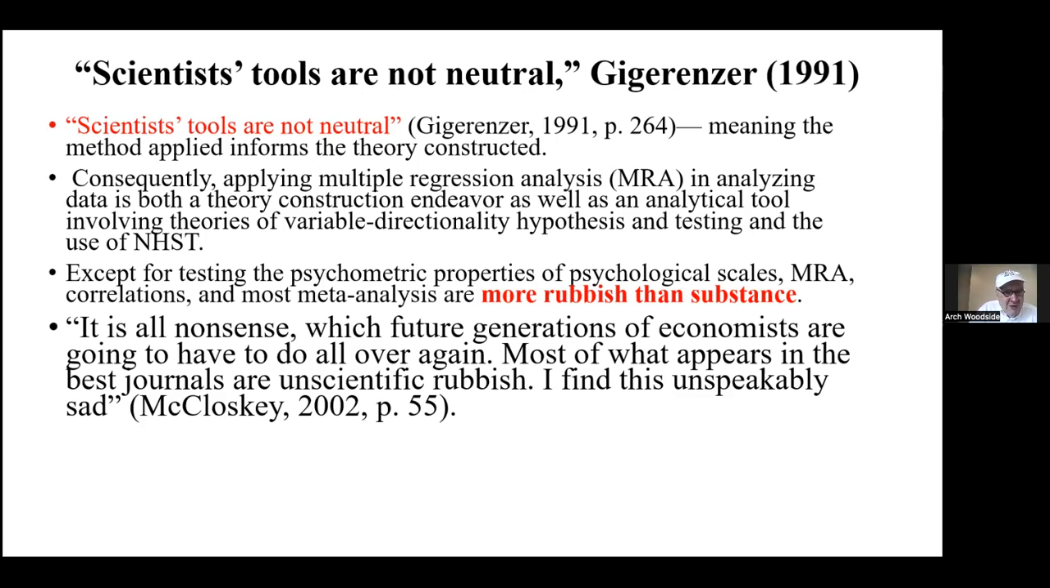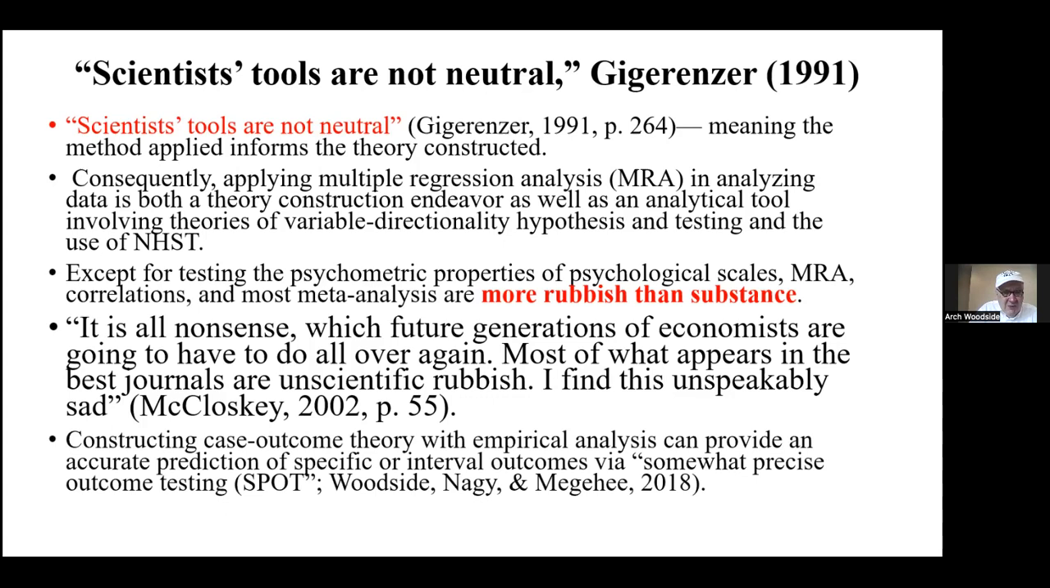All right, so what we should be doing is constructing case outcome theory with empirical analysis, because it can provide an accurate prediction of specific or interval outcomes via somewhat precise outcome testing, which Woodside, Nagy, and McGehee referred to as SPOT, S-P-O-T, somewhat precise outcome testing.